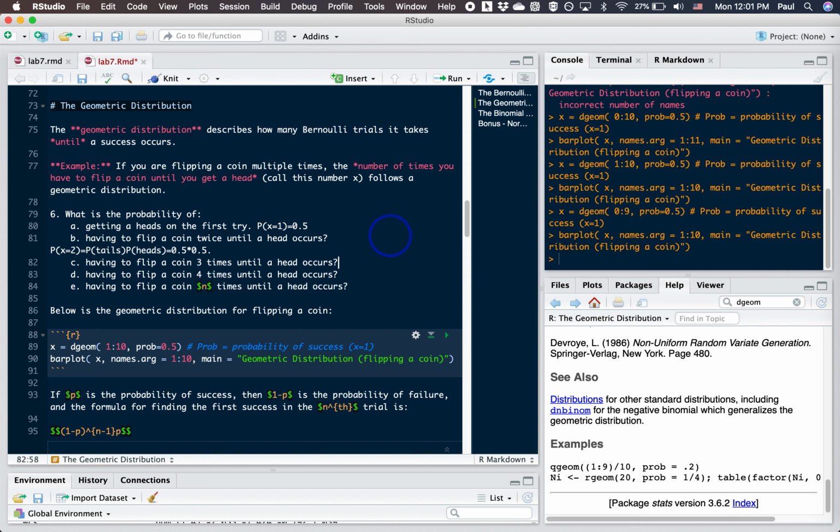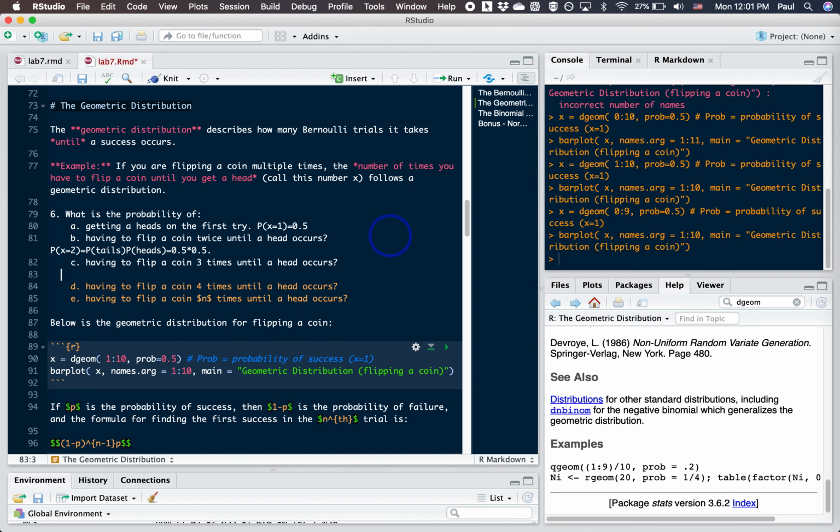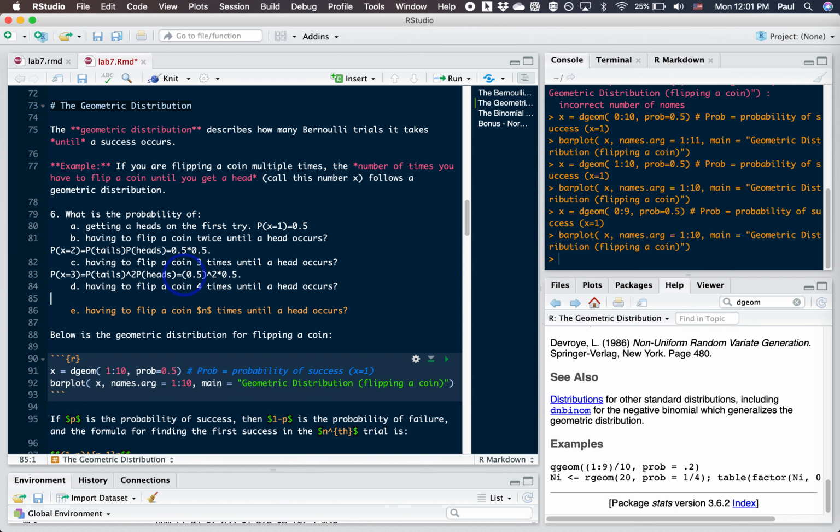What's the probability now of getting a head on the third try, flipping a coin 3 times until a head occurs? That would be our variable x being 3, meaning we have to flip tails twice, so I'm going to square that, and then get a heads. If we flip tails twice, that would be 0.5 squared times 0.5. So you're starting to see a pattern. What's the probability of seeing 3 tails and then getting a head on the fourth try? That would be probability of tails cubed times heads, so it would be that.